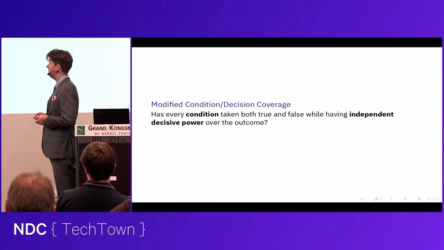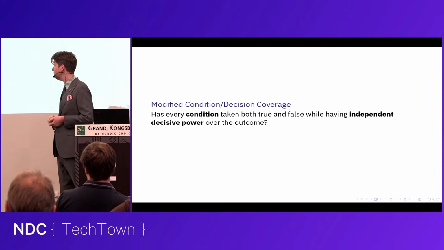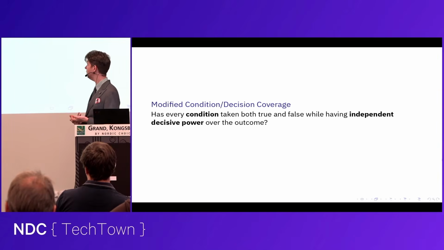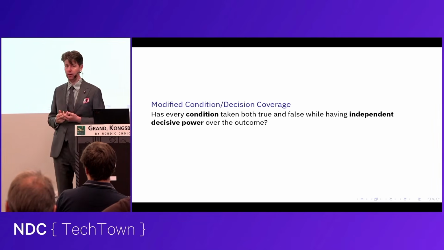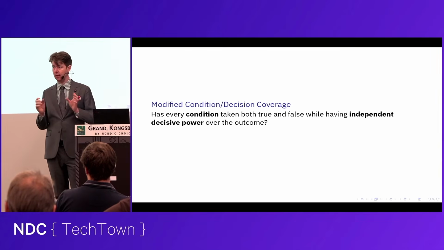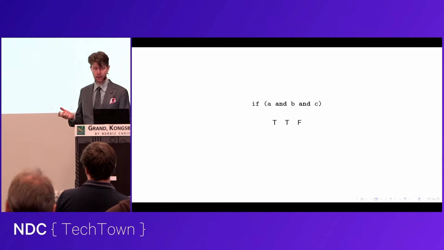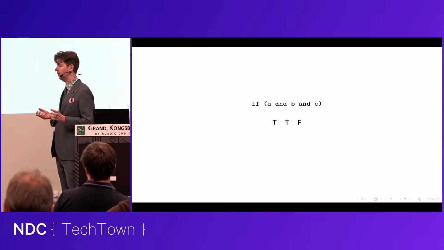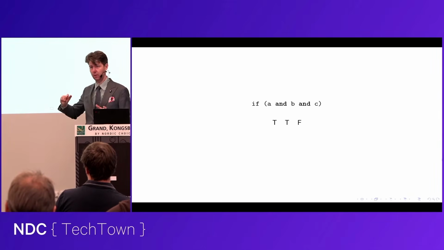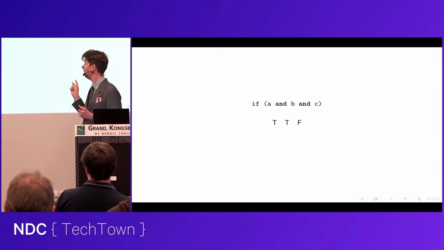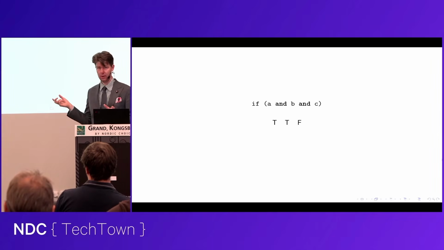MCDC has this additional constraint. This is called the independence criterion, usually. You need to show that every condition has taken both the true and the false while having independent decisive power. Now, what that means is that assuming you fix the rest of the inputs, like in this case, we fix the true and true for A and B. If we were now to change the value of C, you should see that the outcome changes, right? And in this case, it does, which shows that the C taken on false has the power to independently change the outcome. This is what we're trying to prove.